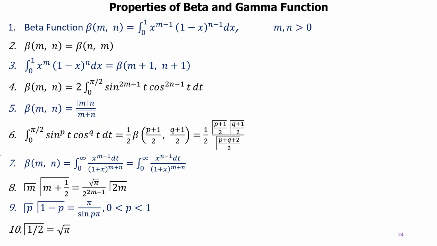Gamma m, we have already discussed these three properties in the previous lecture. Gamma m plus 1 by 2 is equal to root pi upon 2 to the power 2m minus 1 into gamma 2m. Gamma p into gamma 1 minus p is equal to pi upon sine p pi, where p lies between 0 to 1, and gamma 1 by 2 is equal to root pi. So these are some properties of beta and gamma function and their relations. Now we apply these different properties or formulas to evaluate some simple numerical problems.